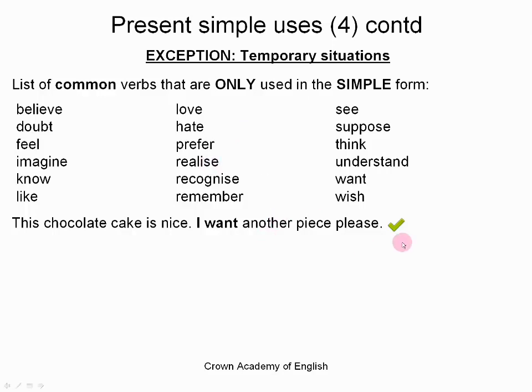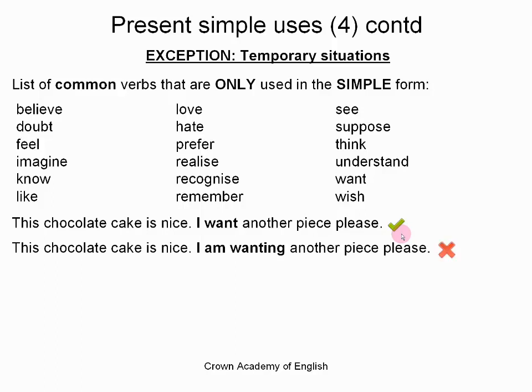Now, although this is happening now and it's a temporary situation, we're not expressing a fact here. However, so you would think normally we would use the present continuous form, but we don't, because it's a verb on this list, and the verb want can only take the present simple form. Okay, so in other words, we cannot say "I am wanting another piece, please." That is just wrong. You would never say "I am wanting something" or "he is wanting something." You would say "he wants."